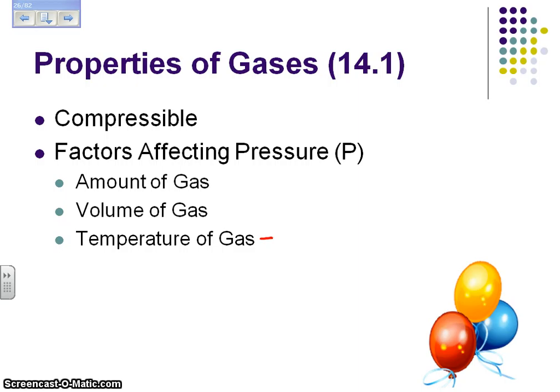The best scale to use, and the scale that we will only use when we look at gas, is Kelvin. The way that we're going to get to Kelvin is we're going to take our degrees Celsius and add to that 273, and this will give us the amount of Kelvin that we have.